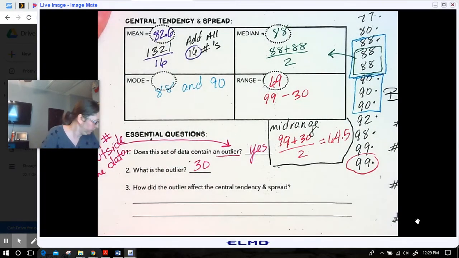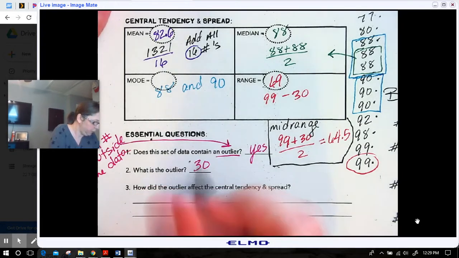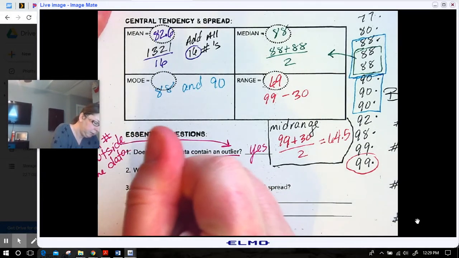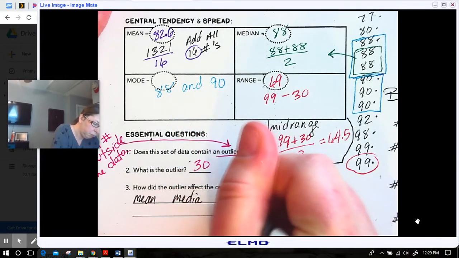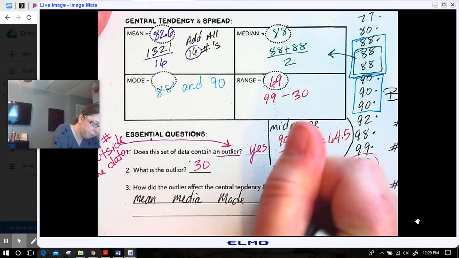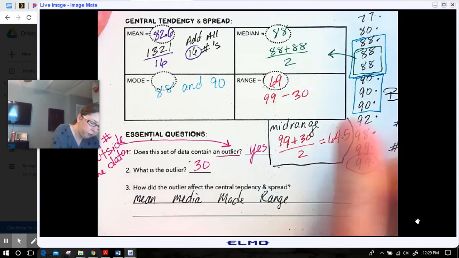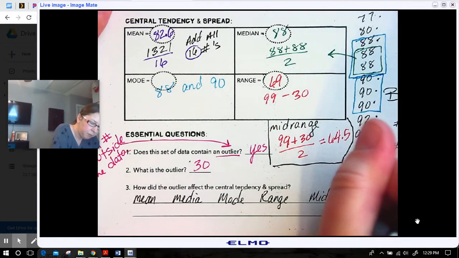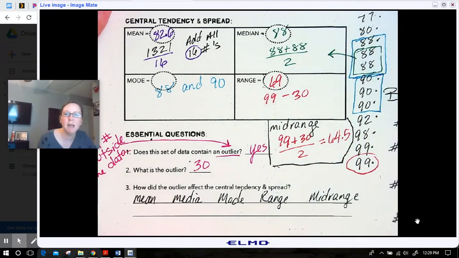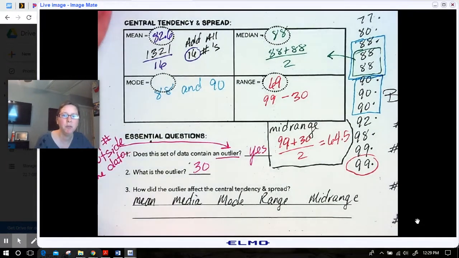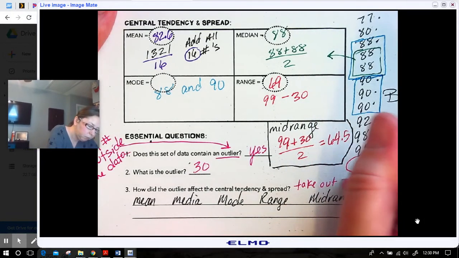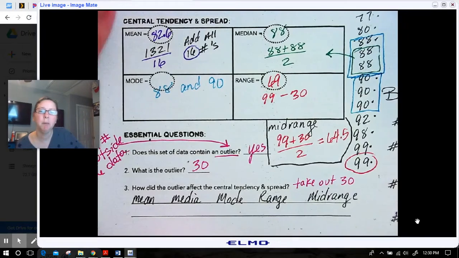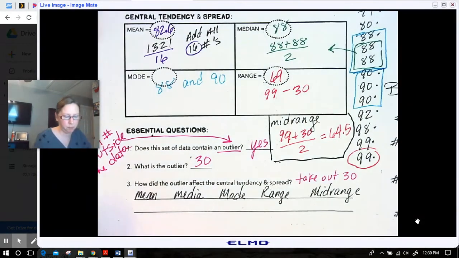So please pause the video and find mean, median, mode, range, and mid-range. Find all that again, okay, without the 30. Okay, so go ahead and pause the video and find those.